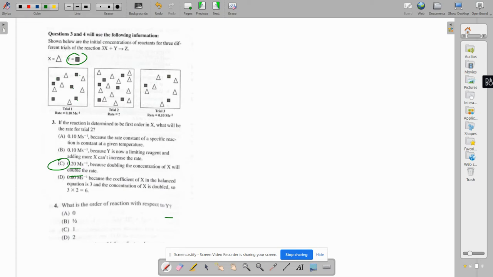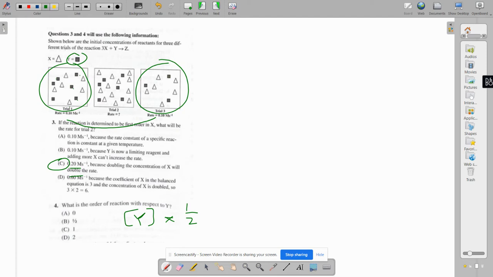But I'm going to compare trial 1 to trial 3, because in trial 1 we're keeping the triangles constant. That means by keeping the concentration of X constant, the only thing we changed is we basically took the Y concentration and cut it in half, times 1/2. And let's see what happens to the rate. It looks like the rate stayed exactly the same.